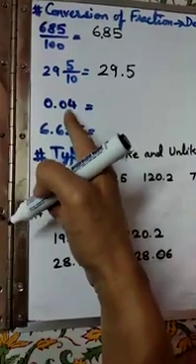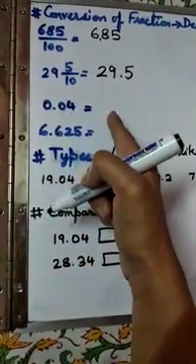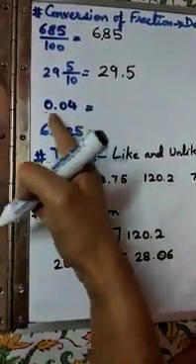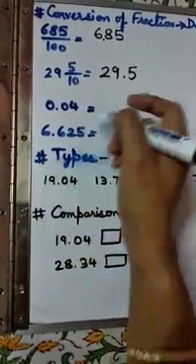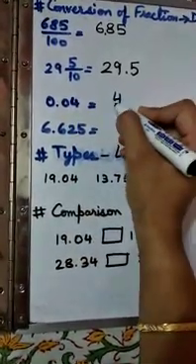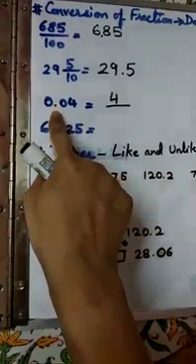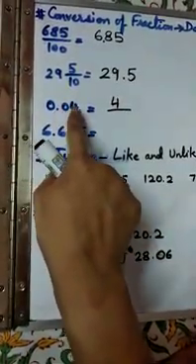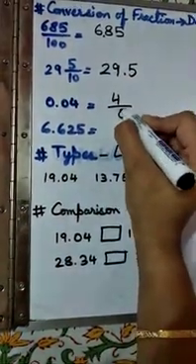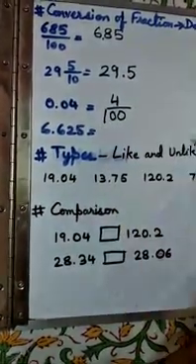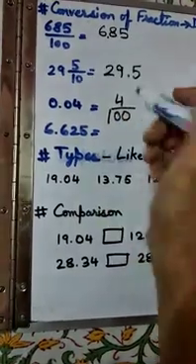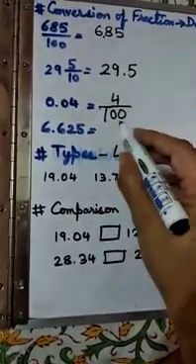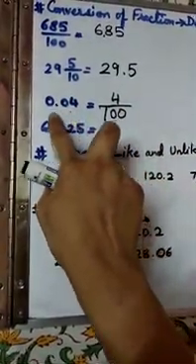0.04 is the decimal. We want to convert it into a fraction. How to do it? Forget about the decimal. Just write the number. What is the number here? 4. This will form your numerator. Then the decimal digits: how many decimal digits are there? Count after the decimal 1, 2. That will form the zeros, the number of zeros starting from 1. So 4 upon 100 is the fraction of 0.04.